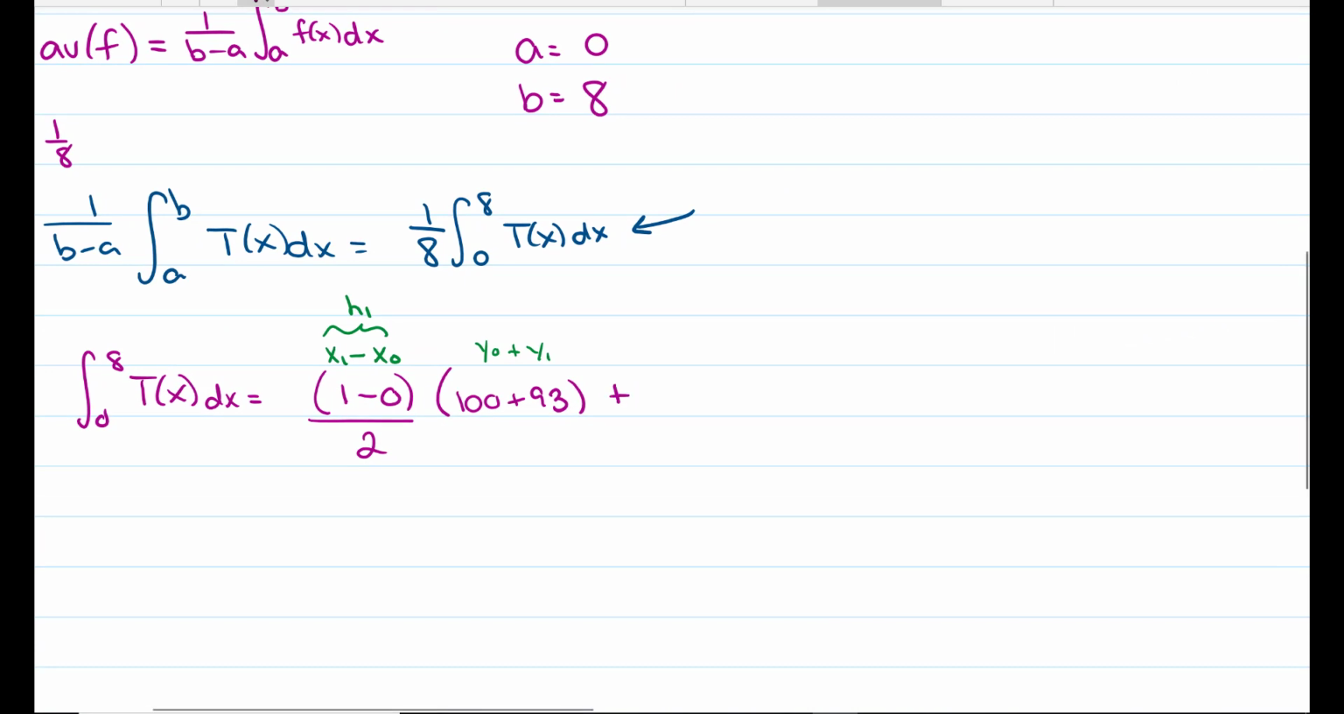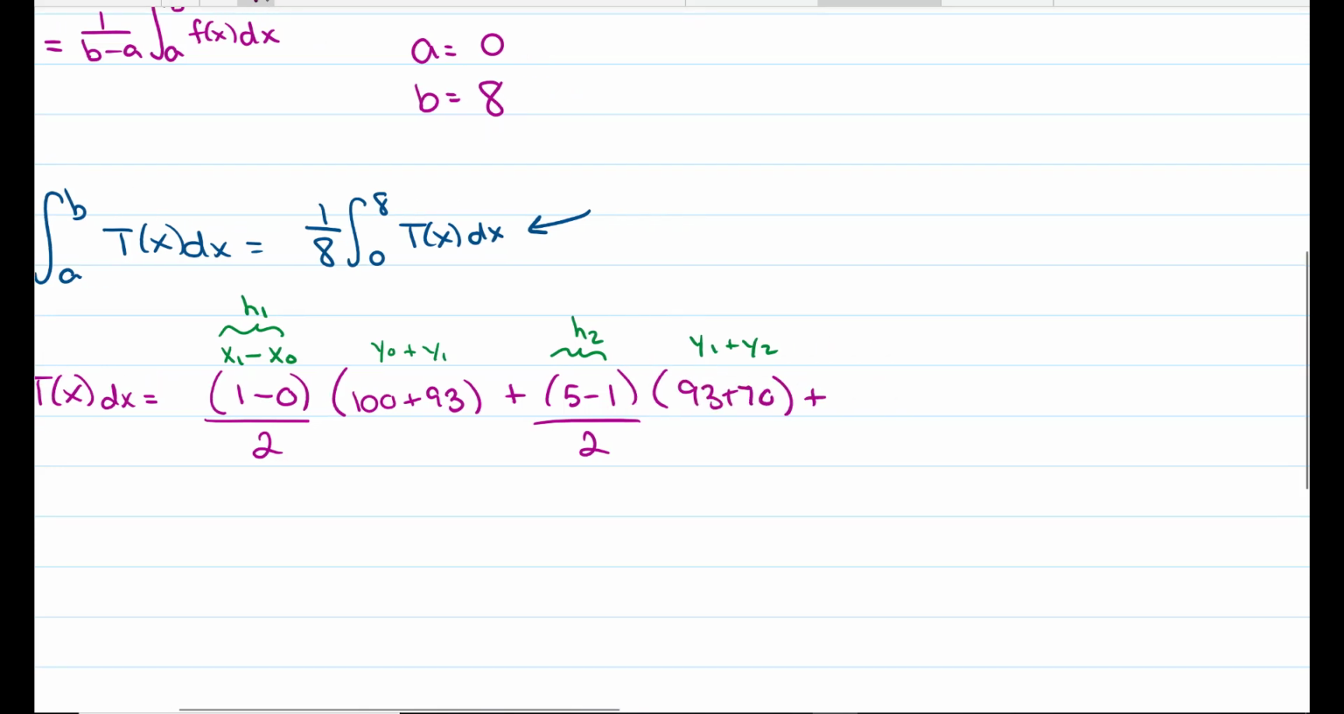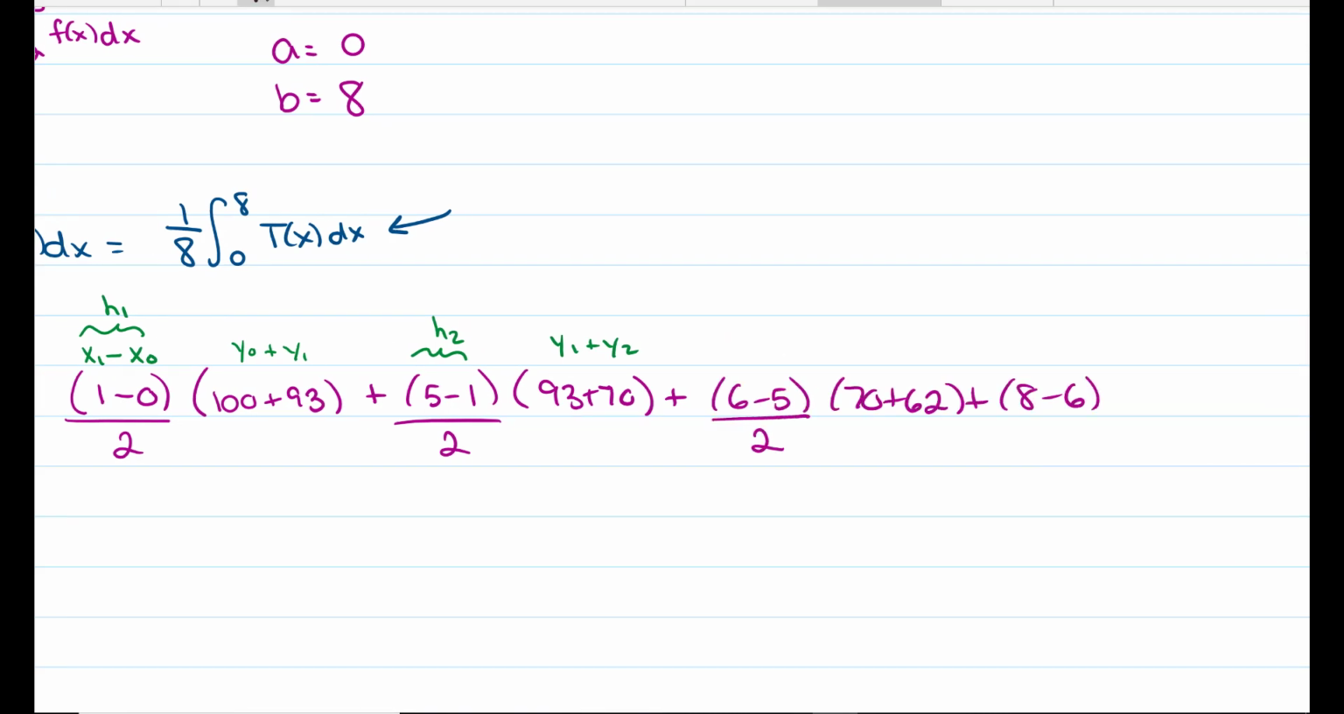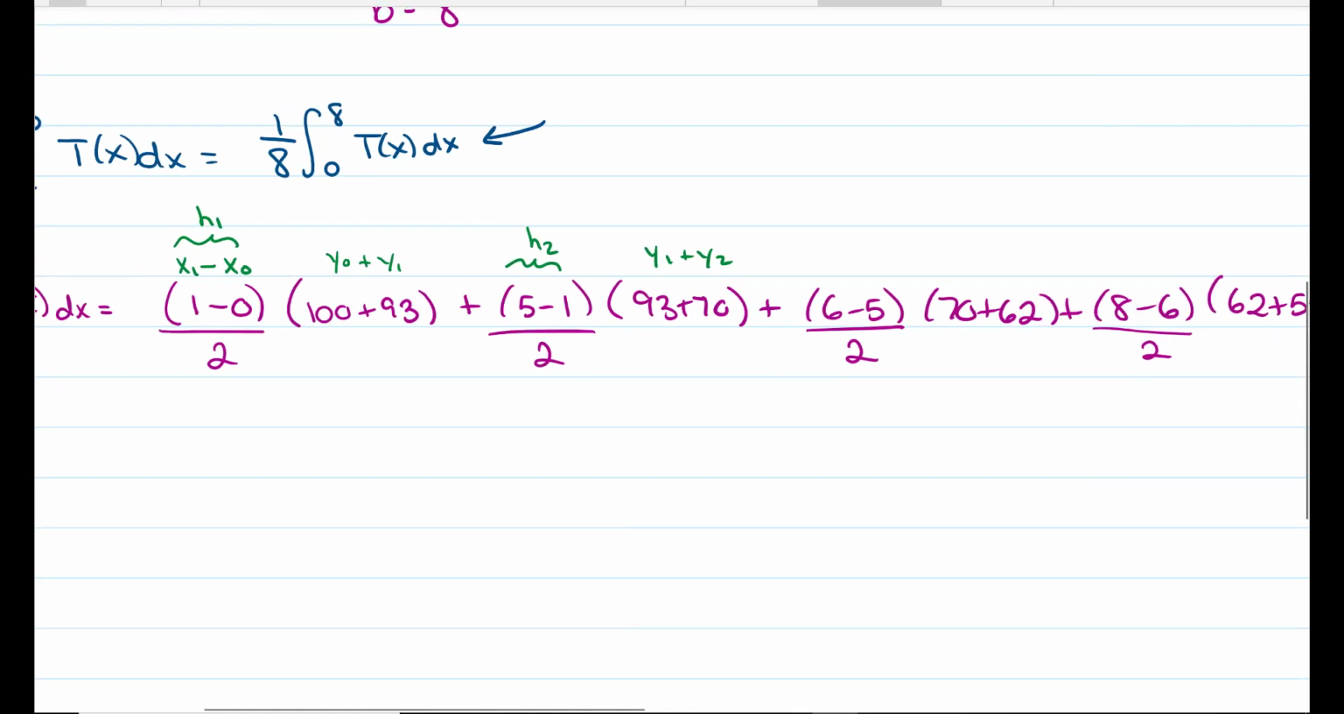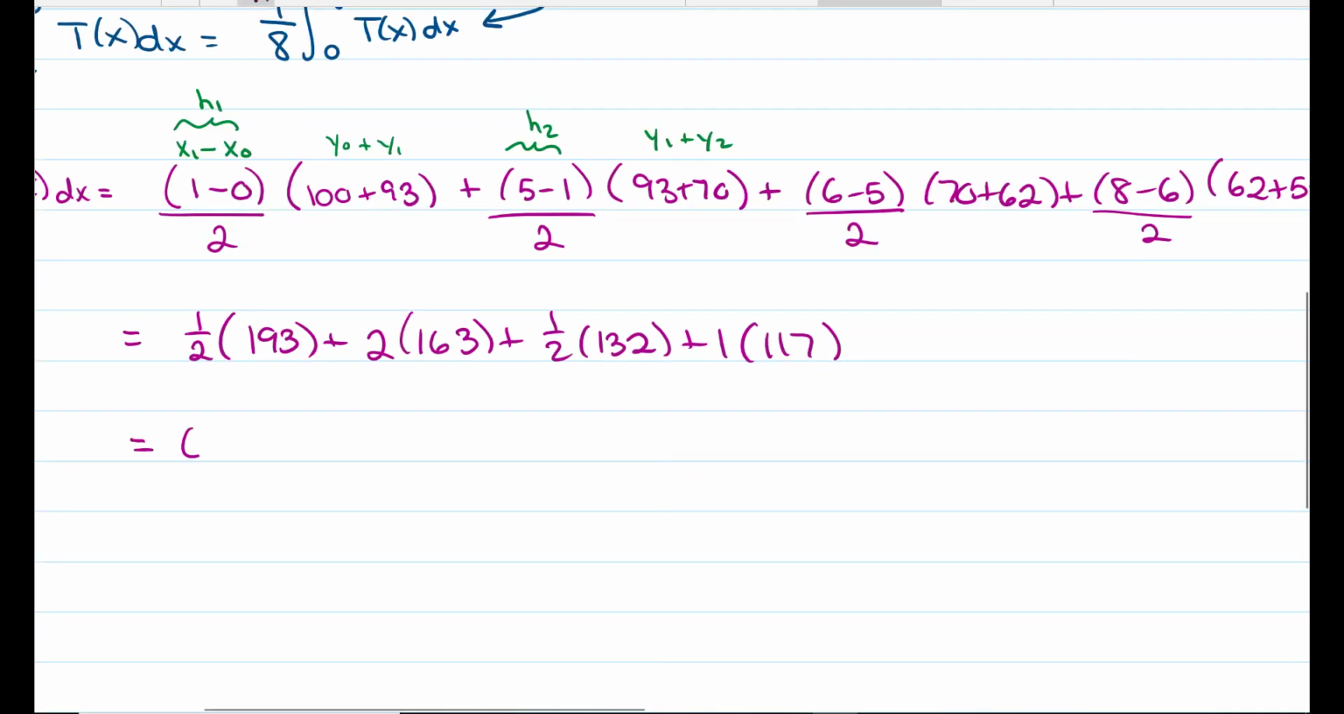Now I have to do the next trapezoid. So it's 5 minus 1 over 2, and again, this is height 2. And we have to do y1 plus y2 now, so it's going to be 93 plus 70. And you just continue the pattern. When you work that out, you'll end up getting 605.5.